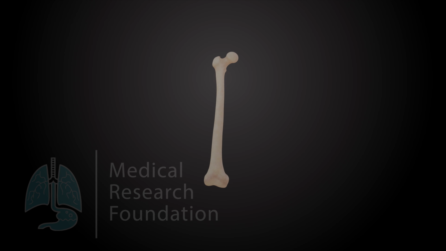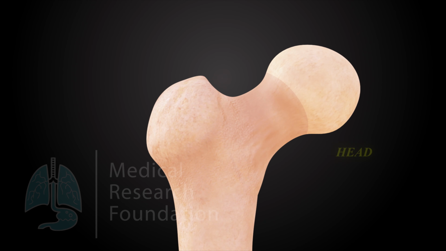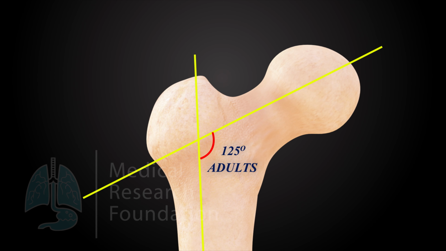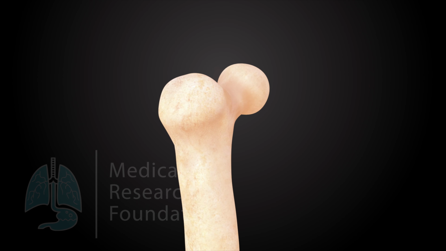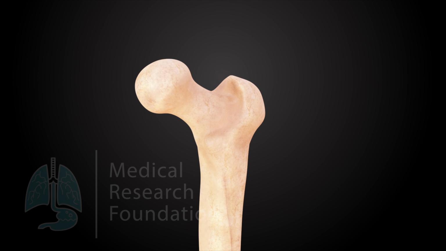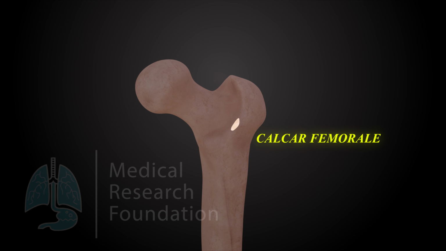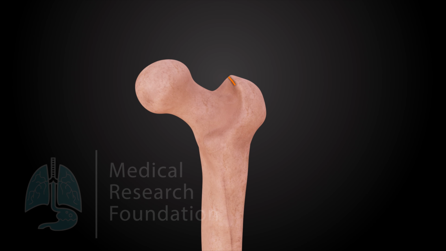Neck. It connects the head with the shaft and is about 3.7 centimeters long. It makes an angle with the shaft. The neck shaft angle is about 125 degrees in adults. It is strengthened by a thickening of bone called the calcar femorale, present along its concavity.